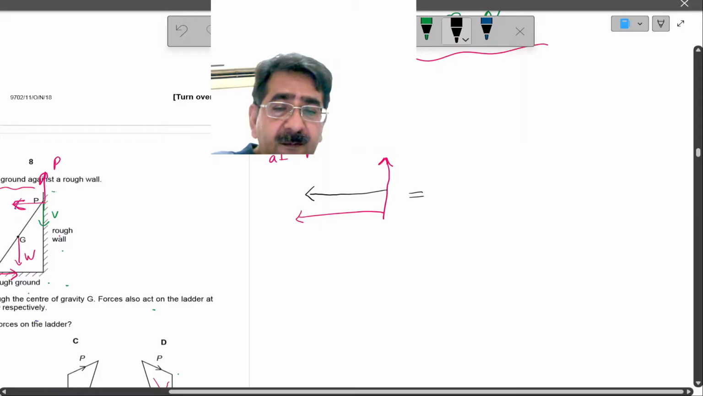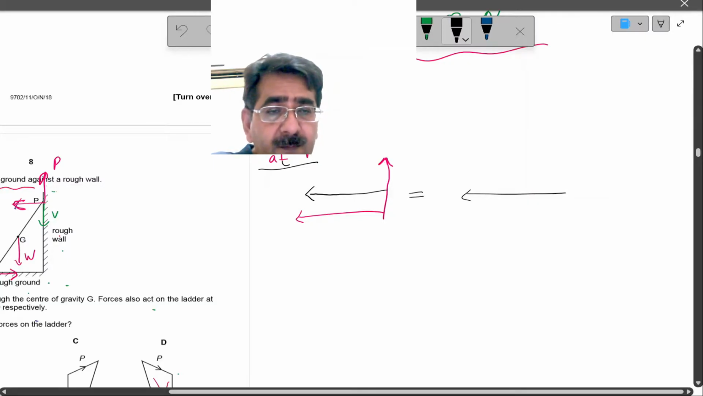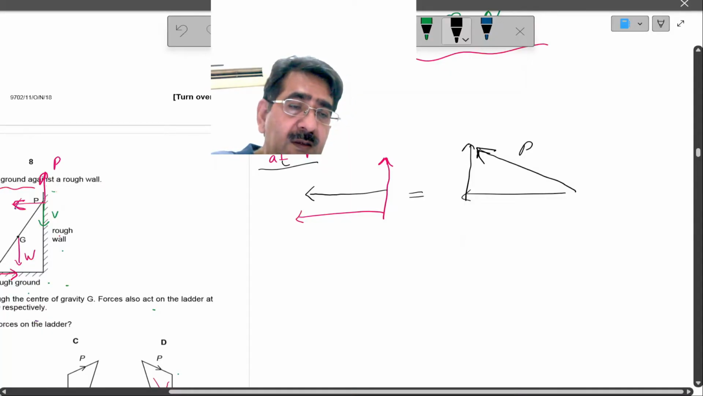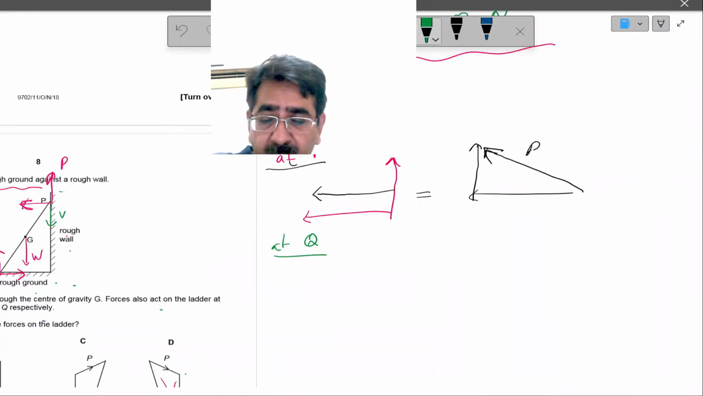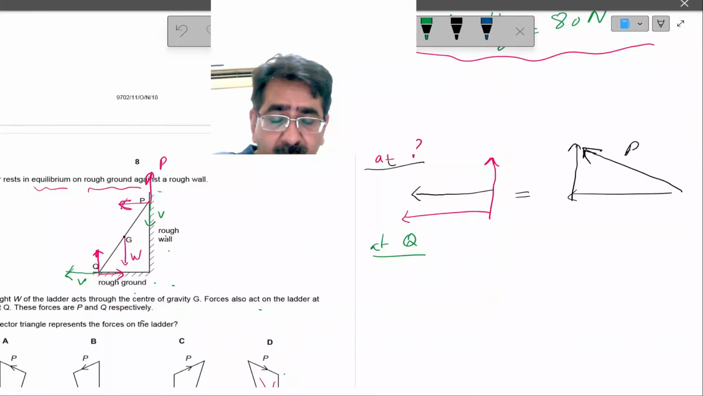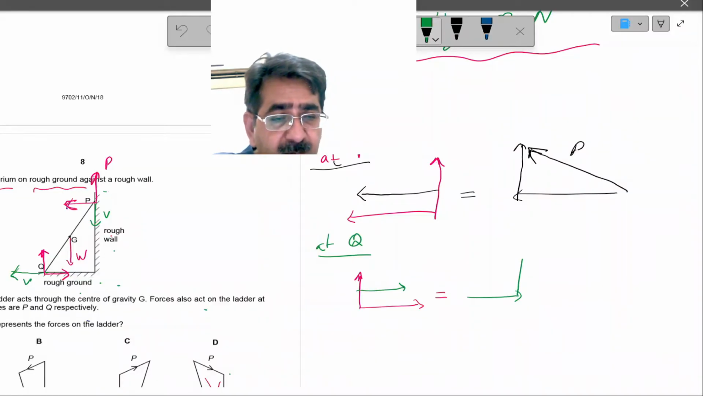So for P, this will be the resultant of P. Now what about Q? For Q, you have this component and this component. When we move it by the head and tail rule for addition, this will be this. So this will be Q.